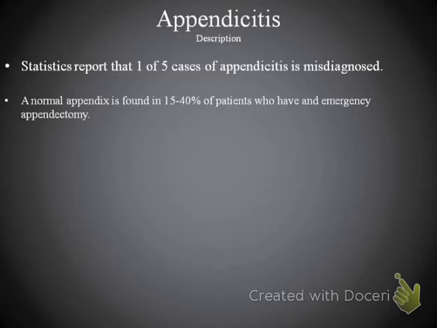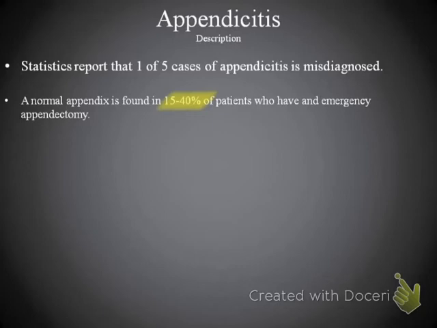Statistics report that 1 of 5 cases of appendicitis is misdiagnosed. And a normal appendix is found in 15 to 40% of patients who have an emergency appendectomy. And so keep this in mind, that 15 to 40% of all patients who have an emergency appendectomy, where the appendix has got to come out at this moment, we've got to get the on-call physician in here so that we can get this thing removed.